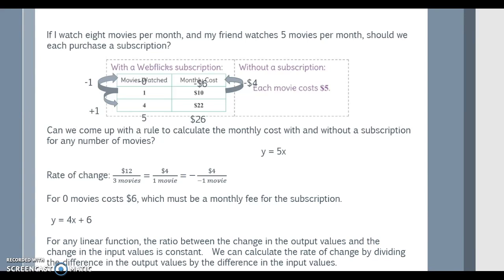For any linear function, the ratio between the change in the output values and the change in the input values is constant. We can calculate the rate of change by dividing the difference in the output values by the difference in the input values.